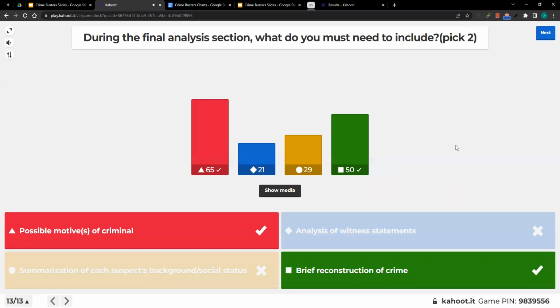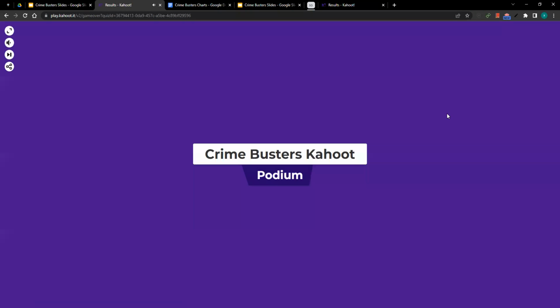Okay, great. So the 2 things that you must include are possible motives and a brief reconstruction of the crimes. There are never witness statements in a test itself. And of course you can quickly summarize each suspect, but that's not required. All you have to say is something like suspect A's motive was so and so, and we believe he did the crime. On Friday, this is what he did. So a brief reconstruction and the possible motives are all required. And that's the end.